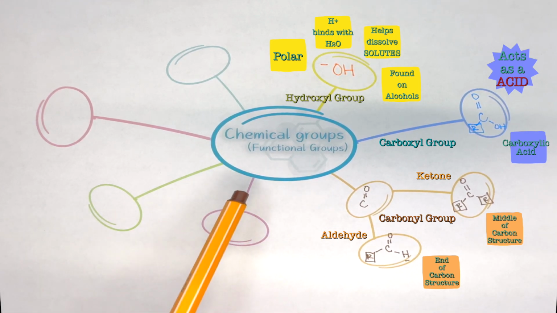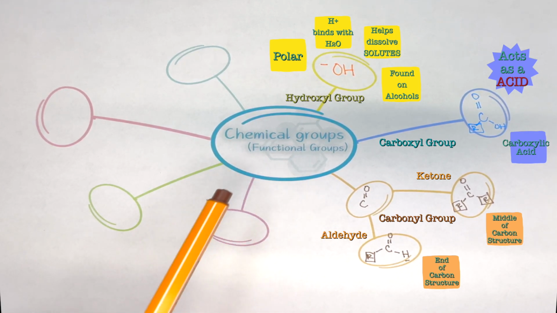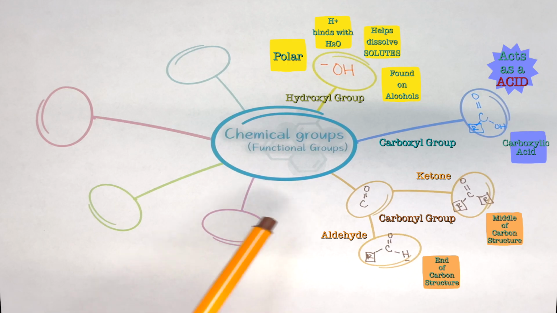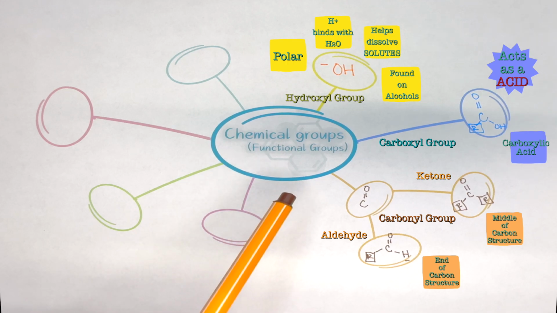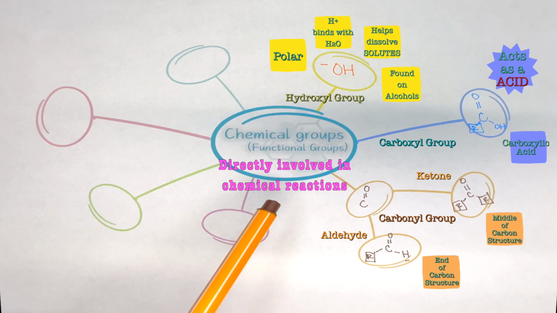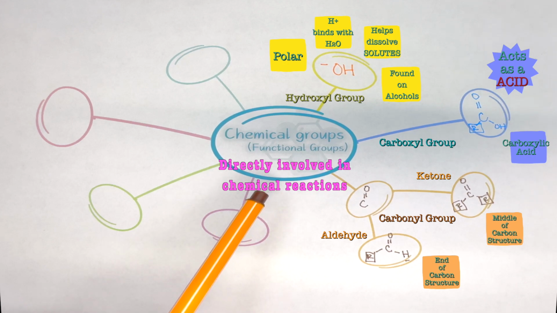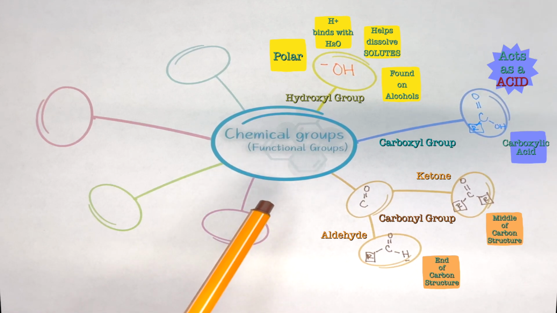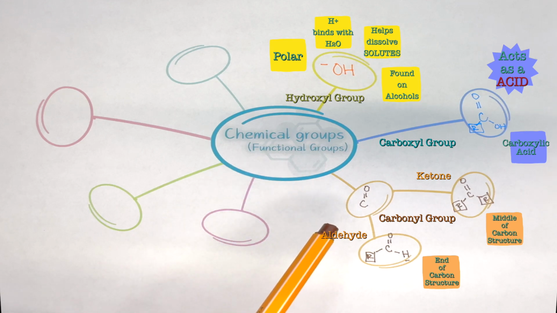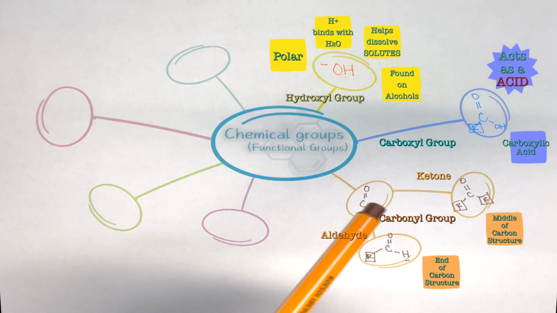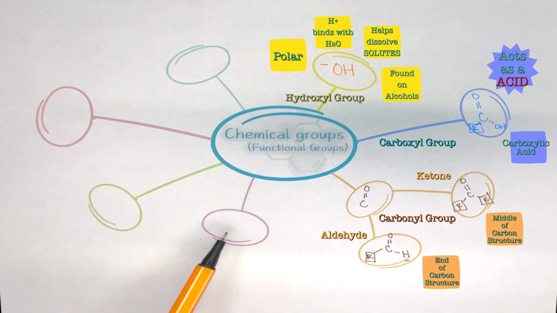Before I get too far into this, I never even went over what a chemical group is. These chemical groups or functional groups are groups that are directly involved in chemical reactions. When it comes to chemical reactions, we're either making or breaking bonds, so either building up bigger molecules or breaking molecules down.